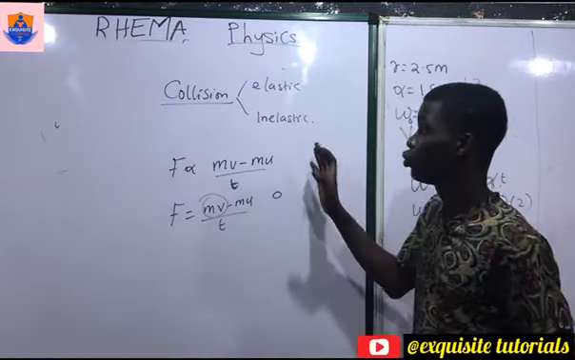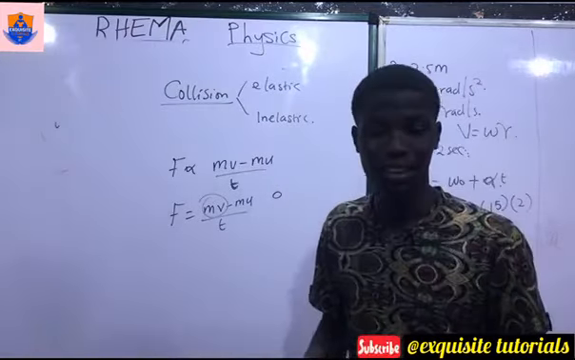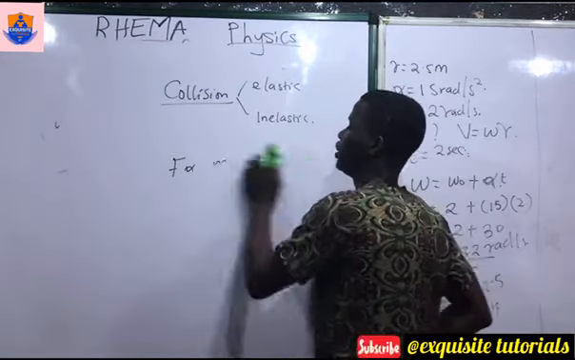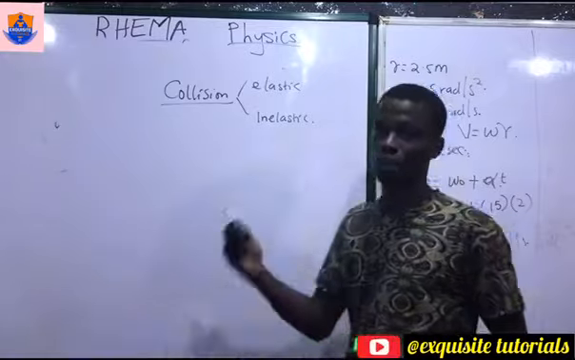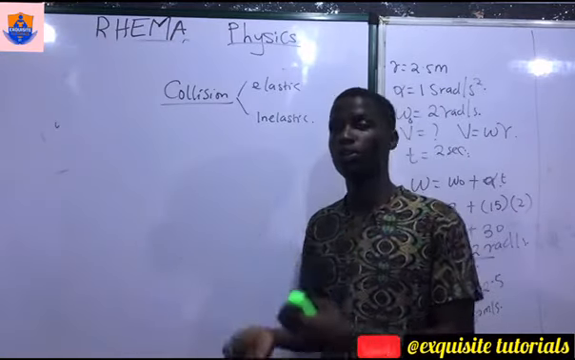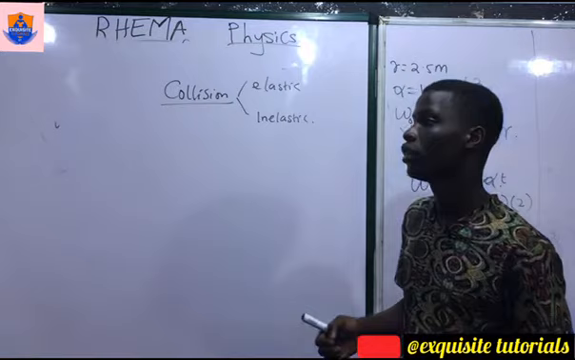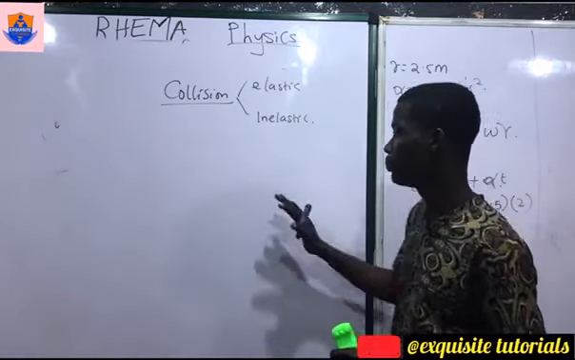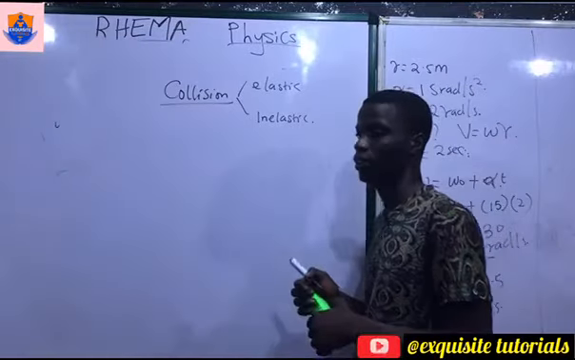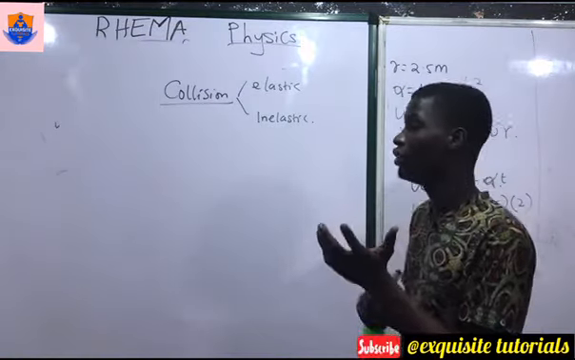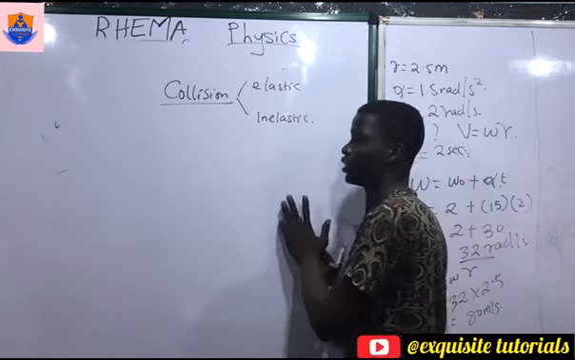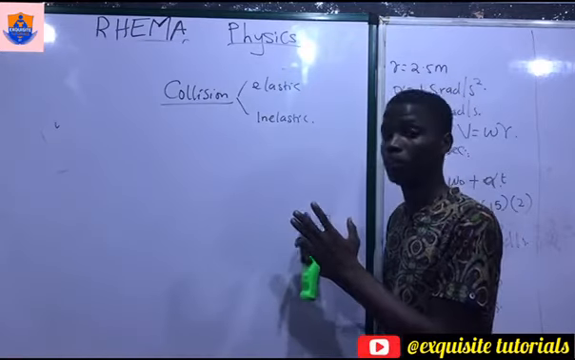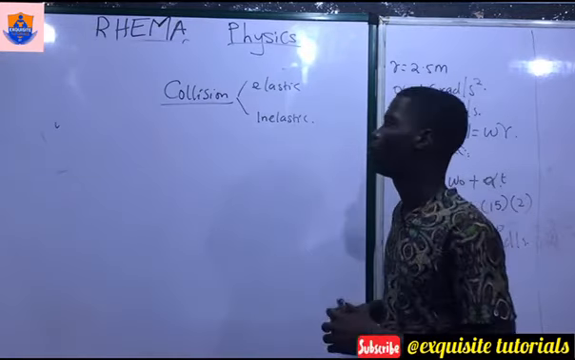The third law, which deals with this collision we are talking about, says that to every action there is an equal and opposite reaction. So if I rest my hand against this board, for the board not to crack, the force in my hand must be equal to the force the board exerts on my hand. That is the normal reaction force the board exerts on my hand.